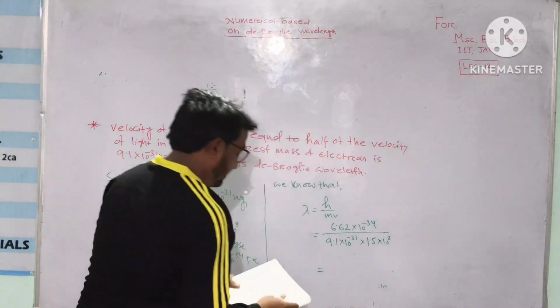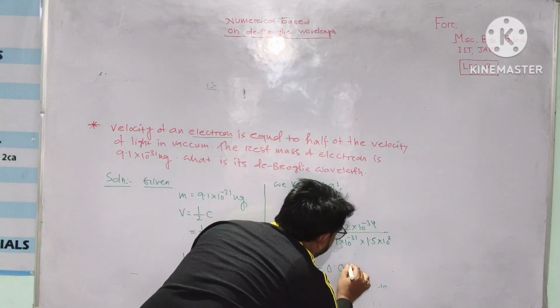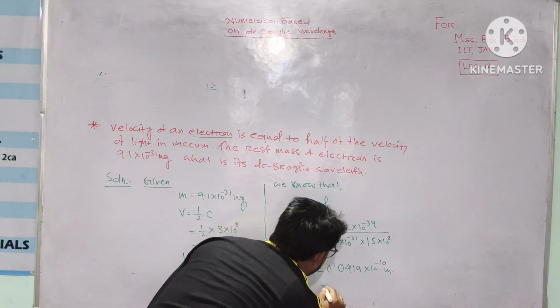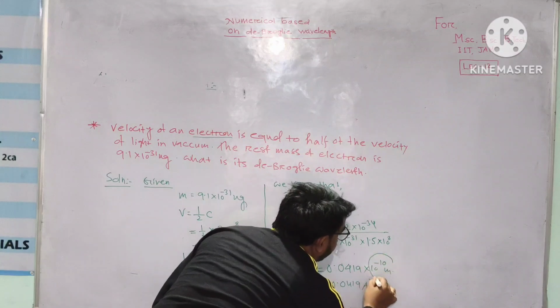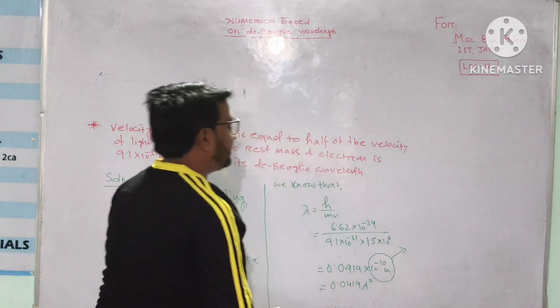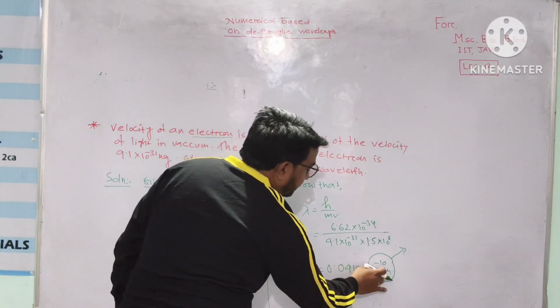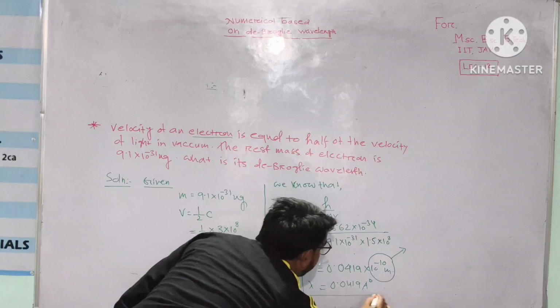After solving this part, we will get 0.0419 into 10 to the power minus 10 meter. So this is equal to 0.0419 angstrom, because we know that 10 to the power minus 10 meter equals 1 angstrom. So 0.0419 into 10 to the minus 10 is equal to 0.0419 angstrom. So this is our required wavelength.